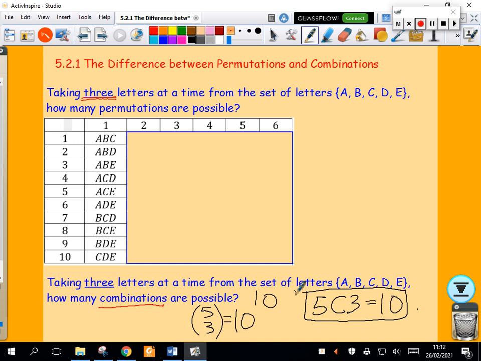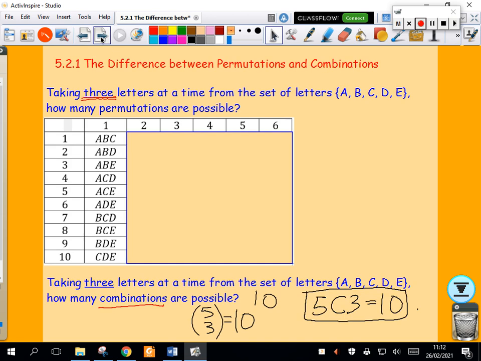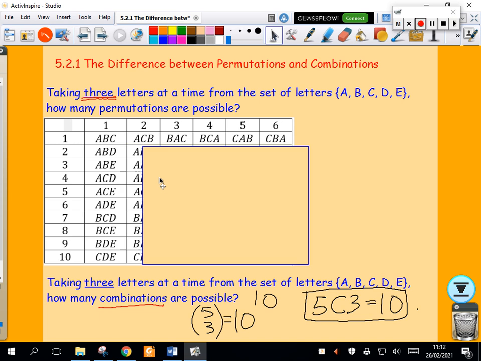Taking 3 letters at a time from the set of letters A, B, C, D, how many permutations are possible? Well, I hope you can see that each of these combinations can be arranged. This is very similar to the first problem we had. If there's 3 objects, they can be arranged in 6 ways. So each of these combinations can be arranged in 6 different ways. For example, ABC can be arranged as ACB, BAC, BCA, CAB, CBA. The same combination of 3 letters, but just rearranged. They're different permutations. And I hope you can see that I could do the same with every single one of these combinations. I can arrange them in 6 different ways.